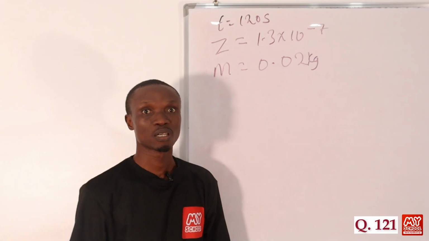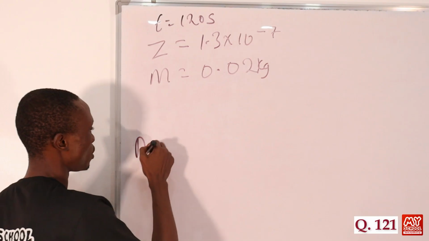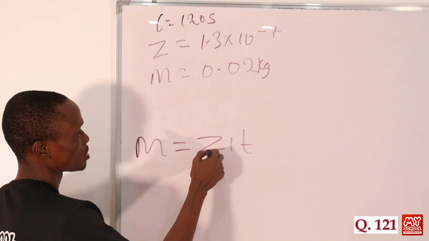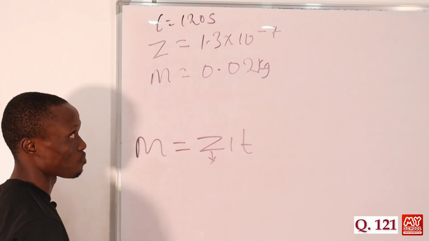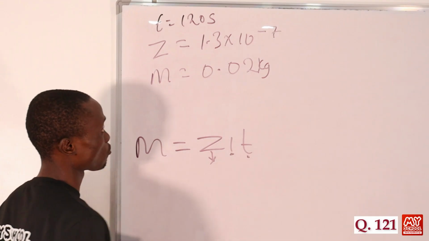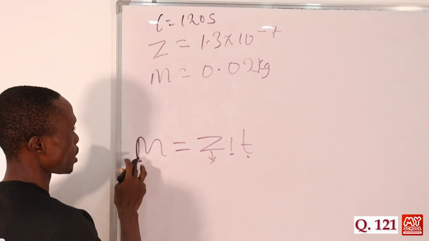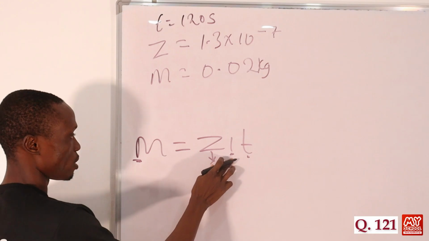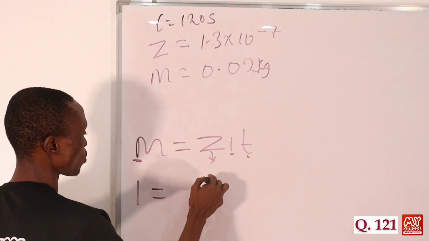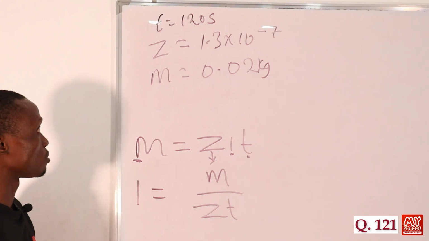Now remember that the mass of substance deposited during electrolysis is given by M equals ZIT, where Z stands for the electrochemical equivalent of the substance, I stands for current, and T stands for time, while M stands for the mass of the substance. But in this question we are asked to calculate for current. So in this case we just make current the subject of the formula, so that I will be equal to M divided by ZT. Okay, so we just substitute the values that are given to us.